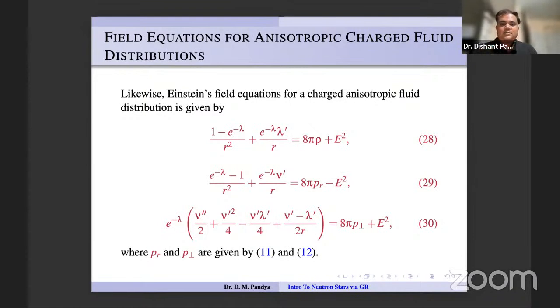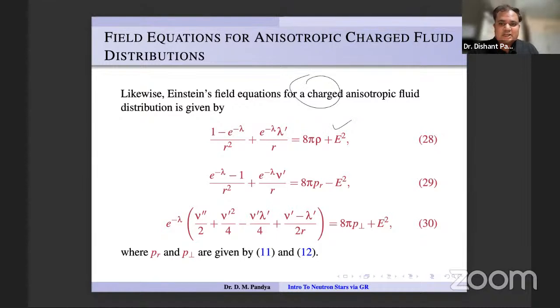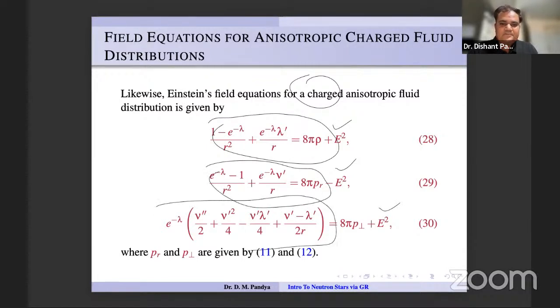Now the sixth part is, once you have that knowledge, you can in fact expand it while considering charged distributions. For charged distributions, you have this charge expression, E square. You can just notice here that the only minute difference is given by this E square part. So if you want to study the charged part in your considered fluid distribution, then also you have readily available expressions 28, 29 and 30. Right now we are not considering the charge part, but that's just for your reference, that you can use these relations as well.